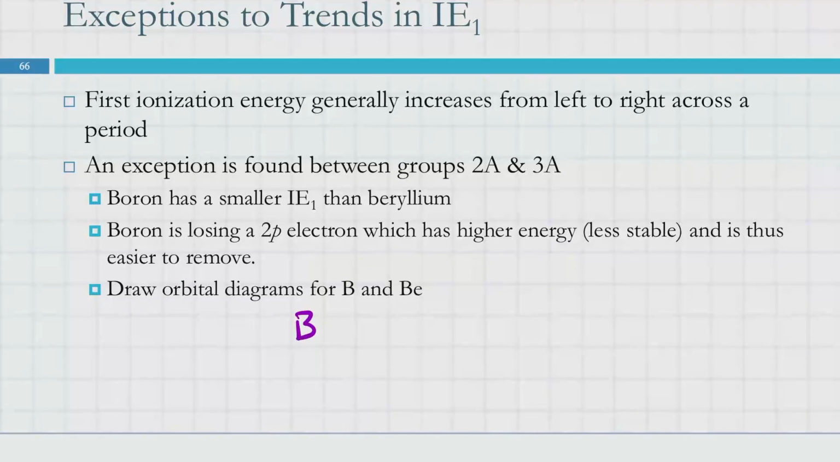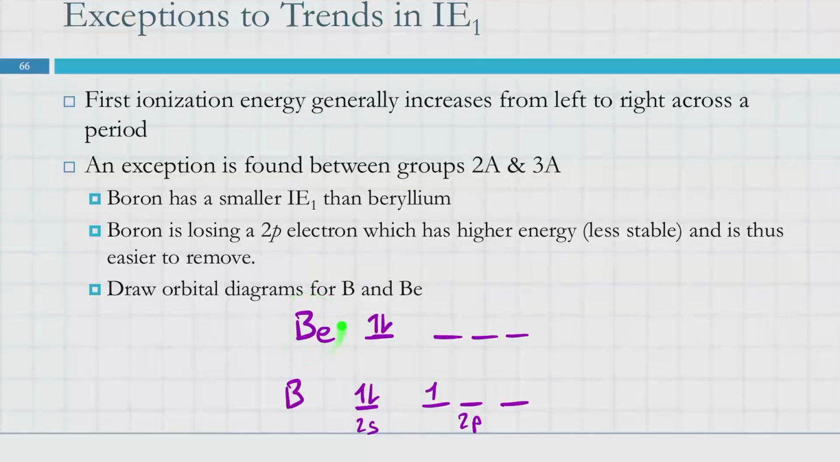So if we look at orbital diagrams for beryllium and boron, and I just draw the labels under the lower one. So we've got our 2s and our 2p. And if we look at beryllium, we're going to have a full 2s subshell. For boron, we also have a full 2s, but we've got one electron in our 2p.